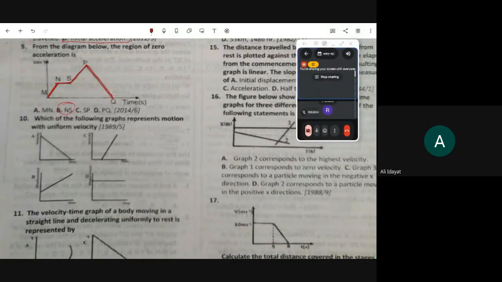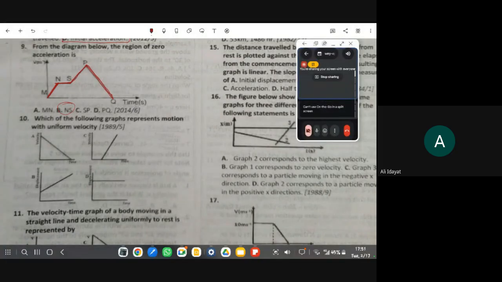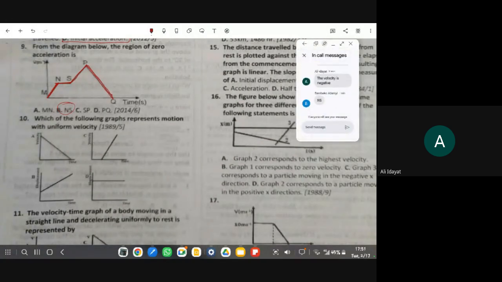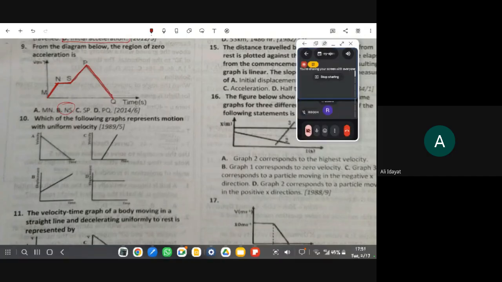Uniform velocity. I can see answers and I am happy that I have taught you guys. People are already sending the answers.